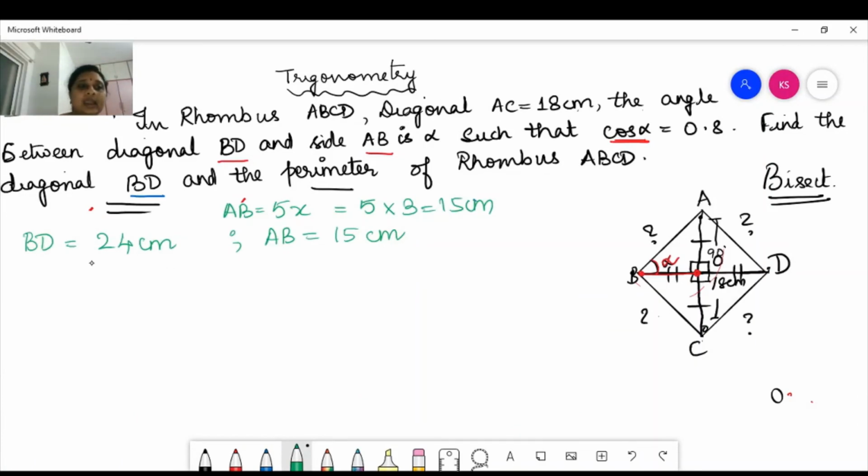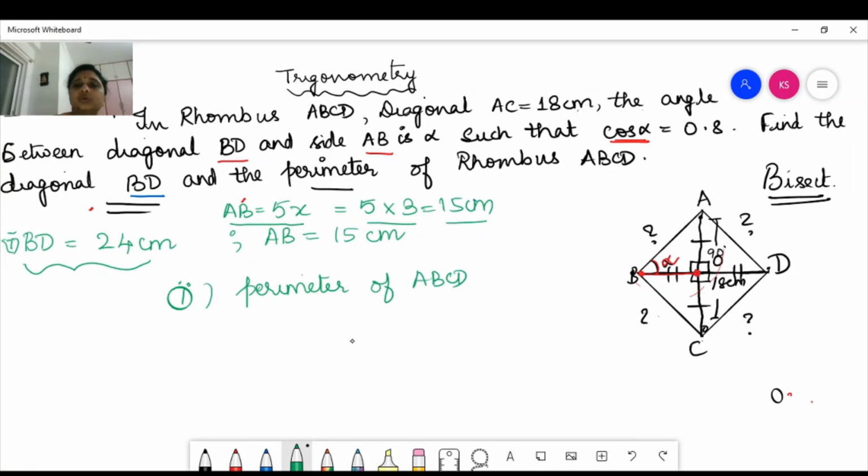So now we have the measure of BD to be 24 centimeters. Not only that, we also know that AB is 5 times x, that is 5 into 3, 15 centimeters. So the first part, the BD, has been found out. Now the second part of the question says find the perimeter of the rhombus ABCD.